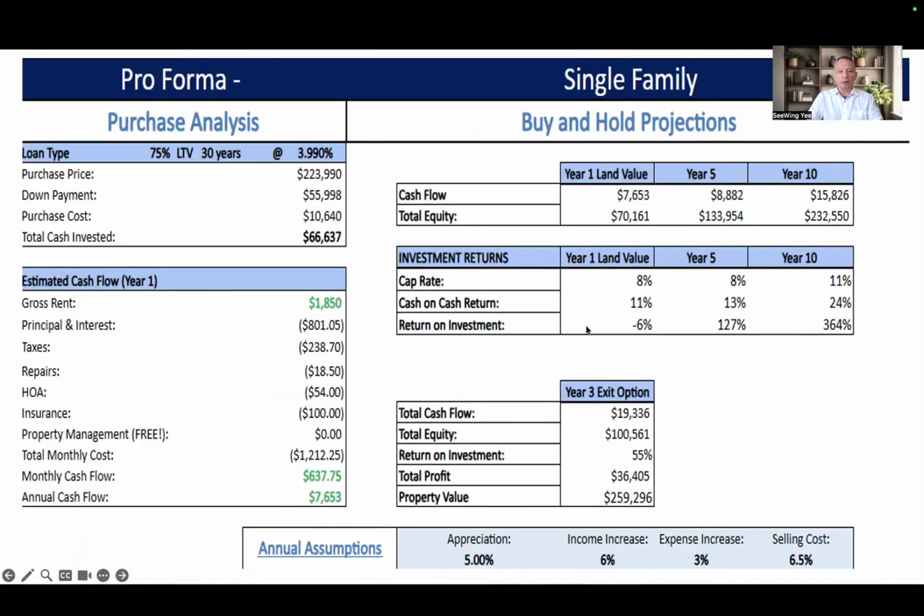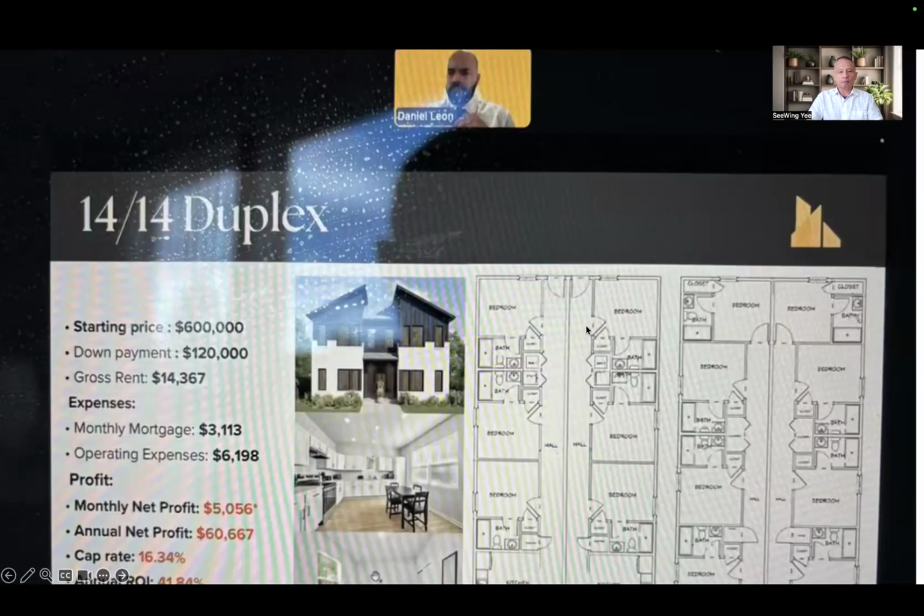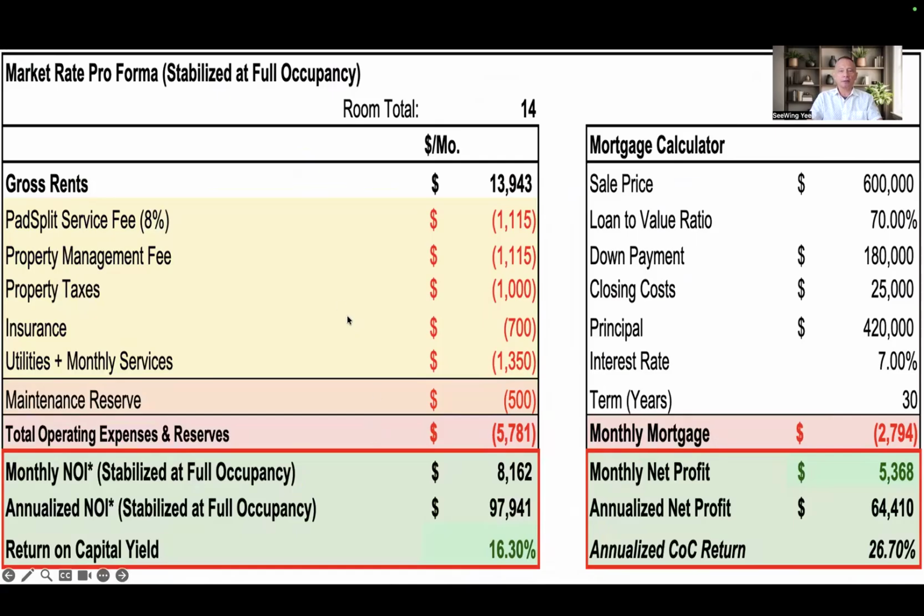All right. So as I conclude this video, oh, 14, we have a 14 bedroom, 14 bath duplex co-living, 600 grand. We collect $1,000 per month, right? $14,000 monthly gross rent. We put 25% down payment, $5,000 net monthly cash flow. All right, here are the numbers.